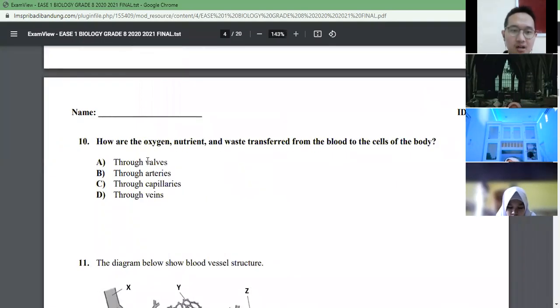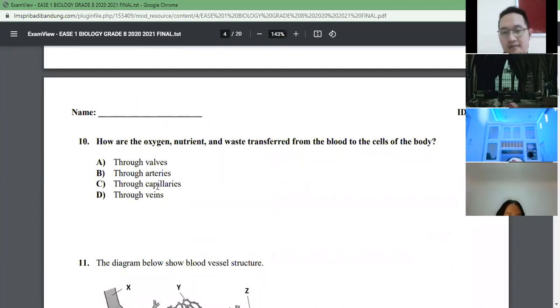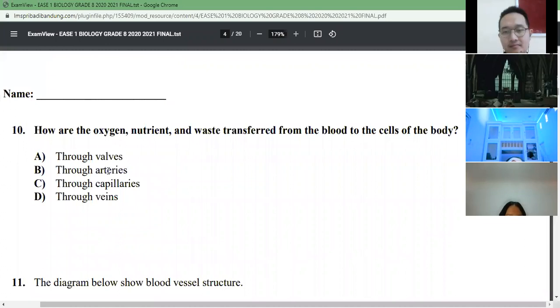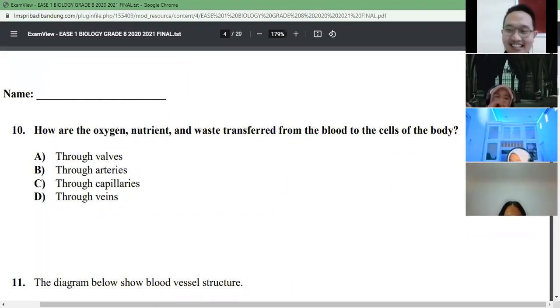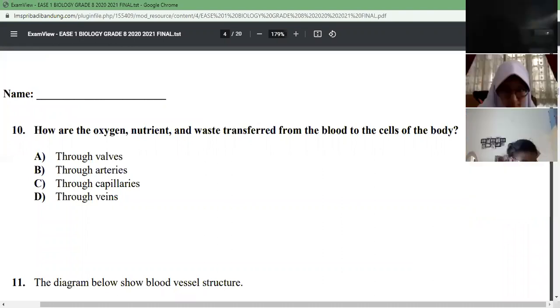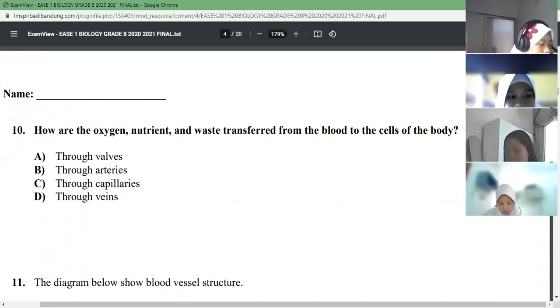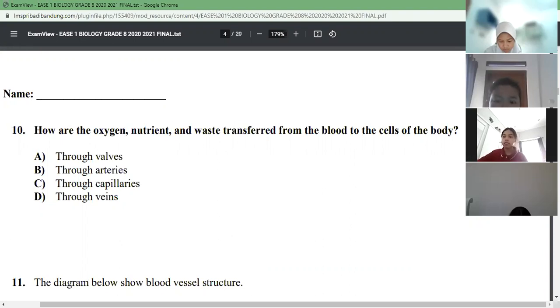So let's continue. How are the oxygen, nutrients, and waste transferred from the blood to the cells of the body? Easy. Which one? Anyone have answers? Please feel free to tell me, because I don't know the answer. Please help me to answer this one. Tiara, maybe Azahra, Tiara. There are 23 of you. Come on. No one's helping me answer this question.